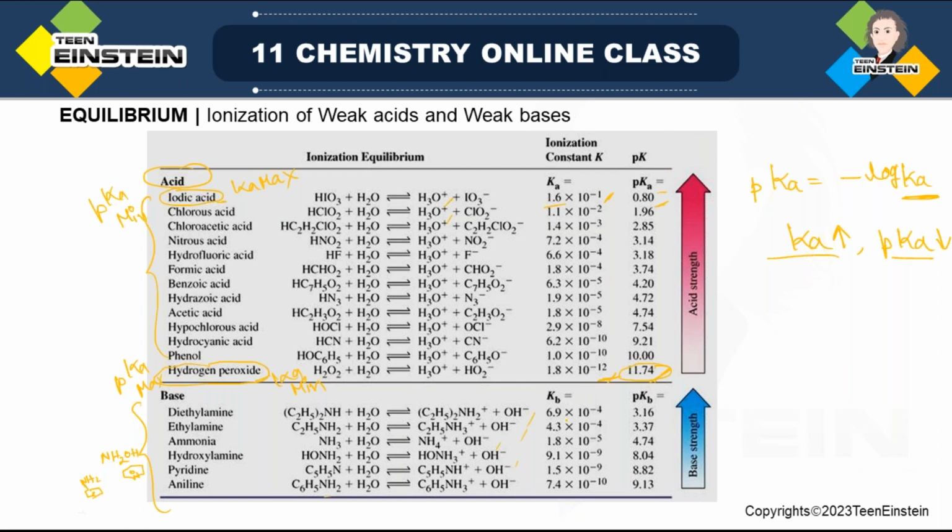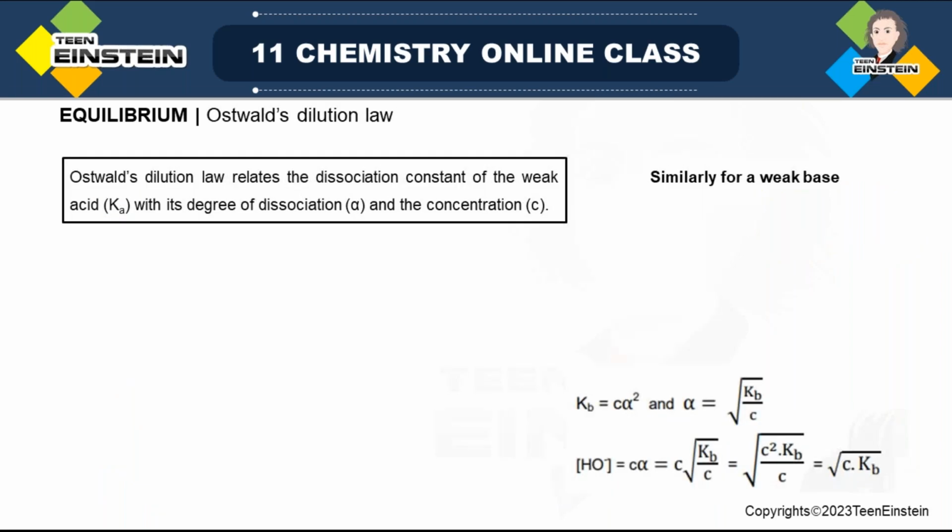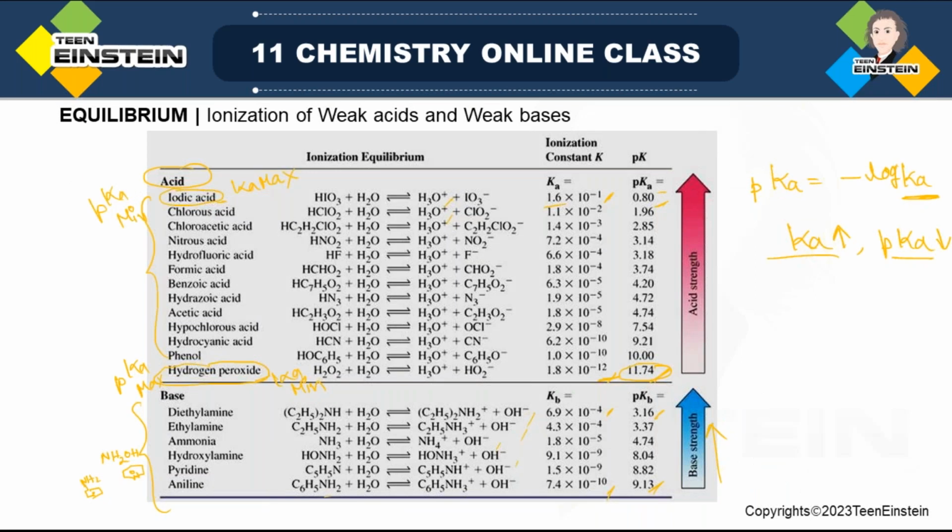The same thing you can also see for basic strength, which is increasing as you move up. Here Kb value is 10 to the minus 4, for aniline 10 to the minus 14, very weak compared to diethylamine. The pKb value for aniline is high, here it is 3.16. In this way you can understand the relationship: when it is a strong acid or base, Kb is high but pKb is less. Okay. We'll end here, a completely new topic will not start today.